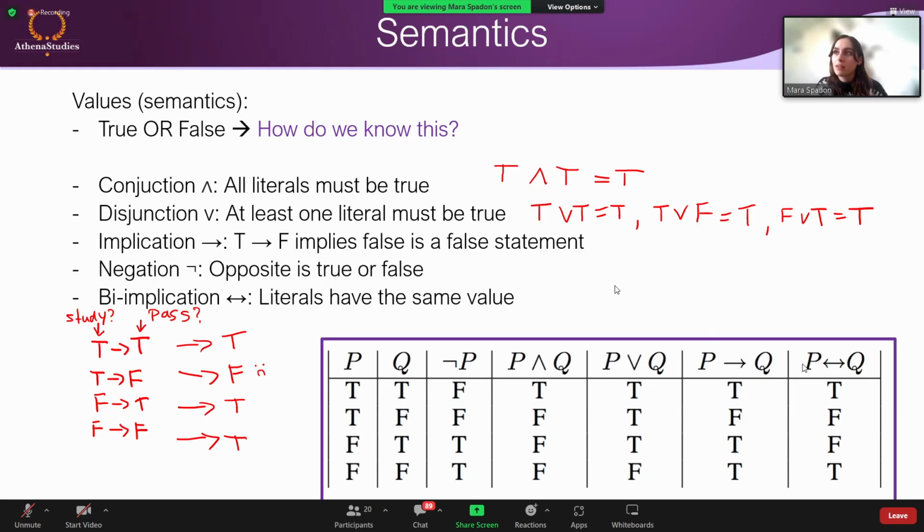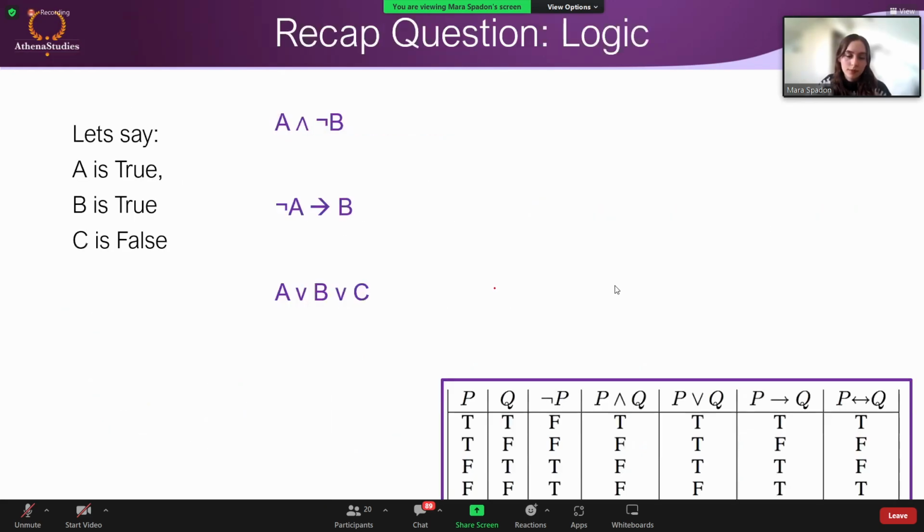Okay, if it's all clear, then let's try this for ourselves. So we have a little recap question. Let's say we have a value of A is true, B is true, and C is false. I want to know A and not B. What is the value that we will get if we apply the semantics that we just learned, in the case of A and not B? So what do you guys think? Do we get true or false? False.